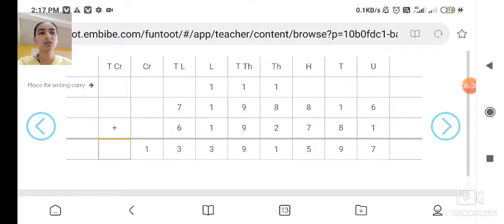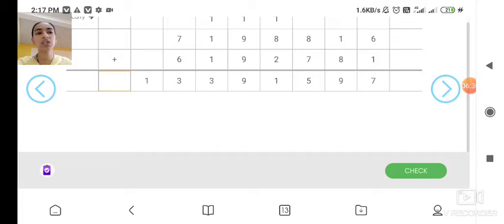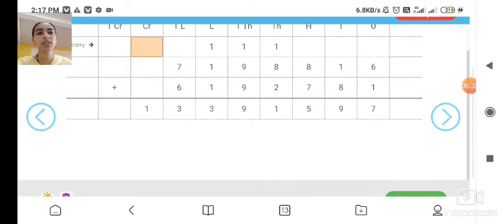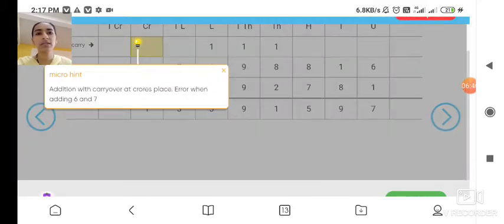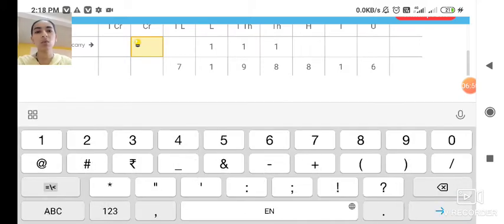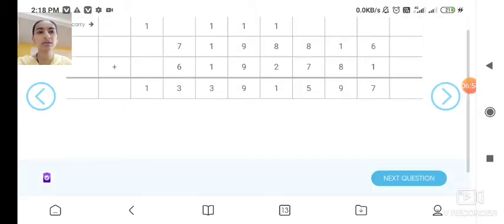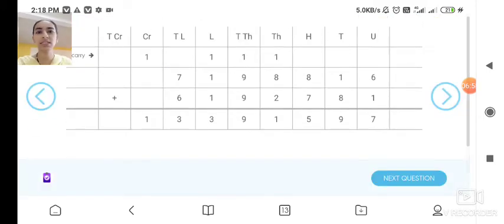Yes, students. If your answer is over, you have written the answer, now click on this check. See, there is a correction. What is that correction? You have not written the carryover. So you have to write the carryover here. What will be the carryover? 1. Now check whether your answer is correct or not. See, now this is correct.